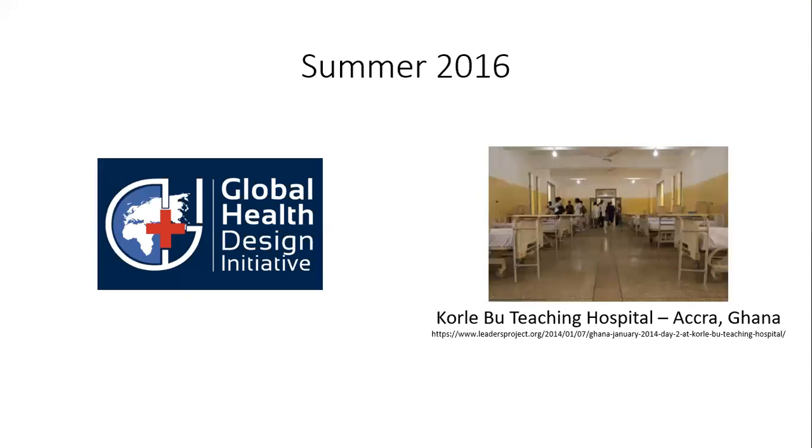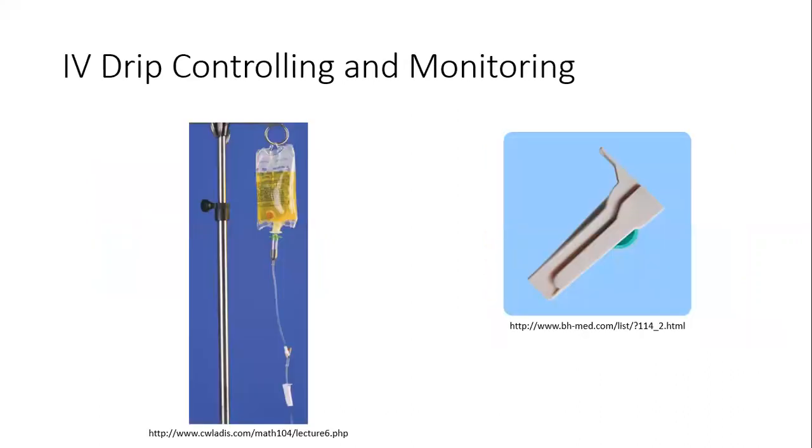So a little background about this project. The problem and need for this project came from U of M's Global Health Design Initiatives, or GHDI, needs assessment trip to Ghana in summer 2016. Students did needs assessment at Korle Bu Teaching Hospital in Accra, Ghana, and recorded details on clinical needs that they observed. Something that stood out was issues with IV drip controlling and monitoring.